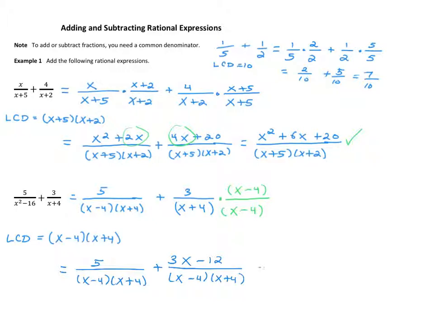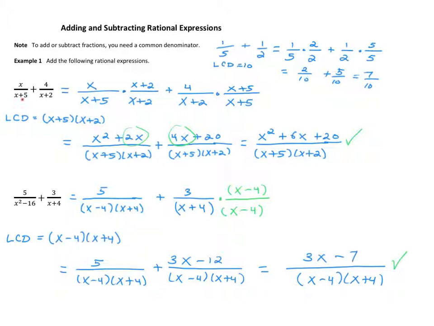Since I now have a common denominator, I can write this as one fraction and simply add the two numerators together. I have 3x. I have this minus 12, so it's really 5 plus a negative 12. That gives me negative 7. And this is the final answer.